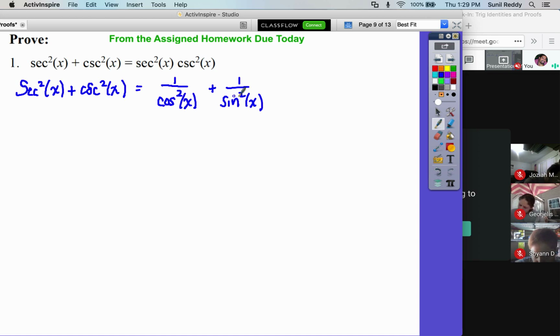Now that I have these two things being added, thinking about my long-term goal, I see that I have two things being multiplied. In other words, I have one single expression, whereas right now I have the addition of two expressions. So my idea to myself is let me try and fuse these two things together. And the only way I know how to do that is if these things have a common denominator. So I'm going to multiply that first fraction on top and bottom by the sine squared of x, which is the denominator of the second fraction.